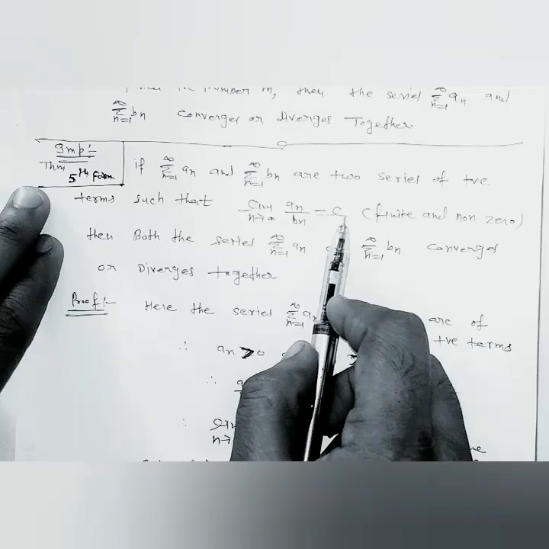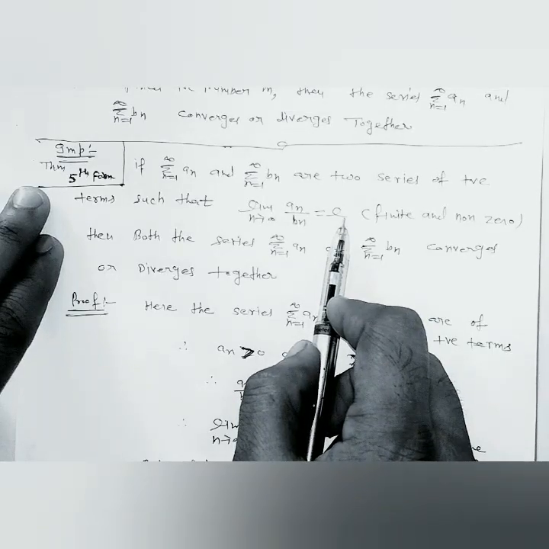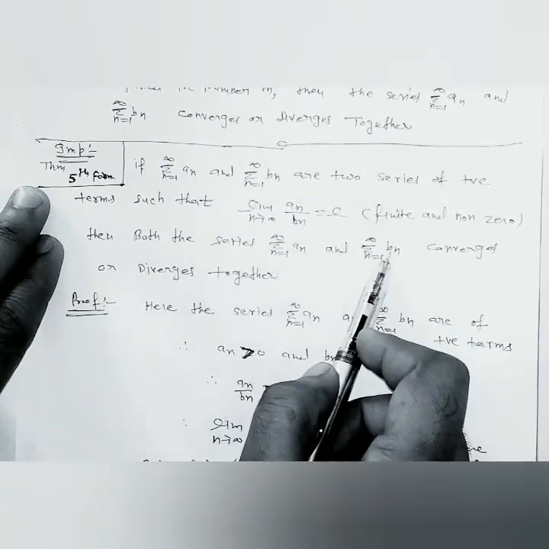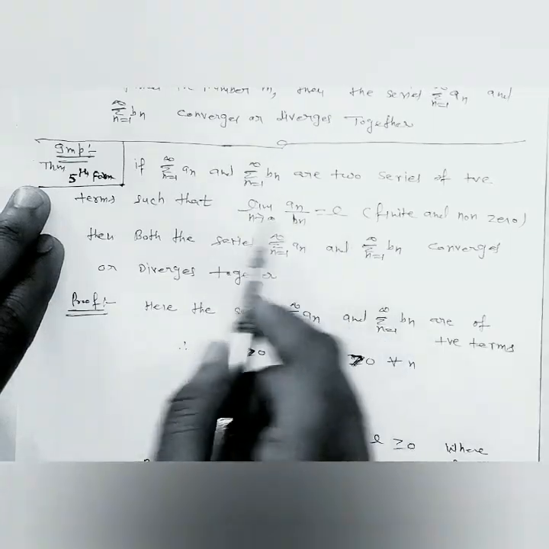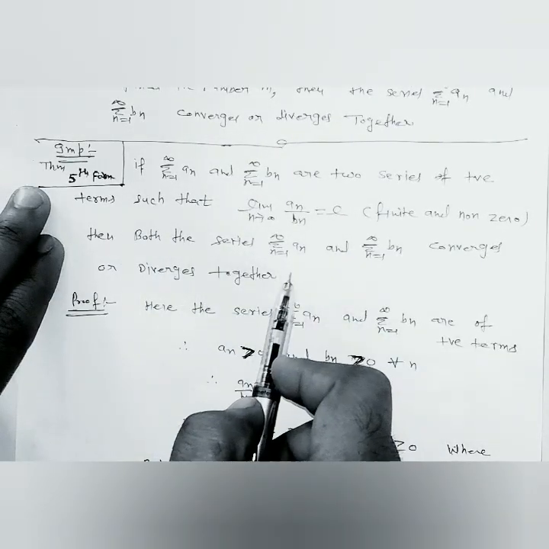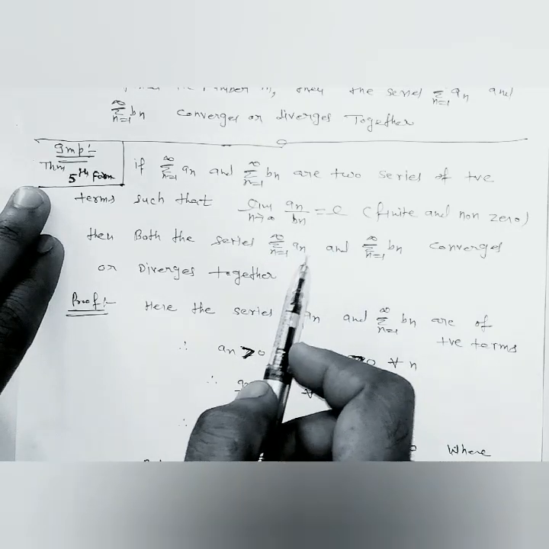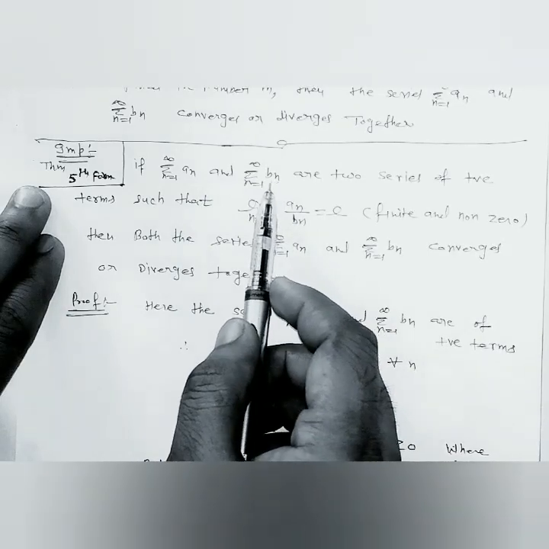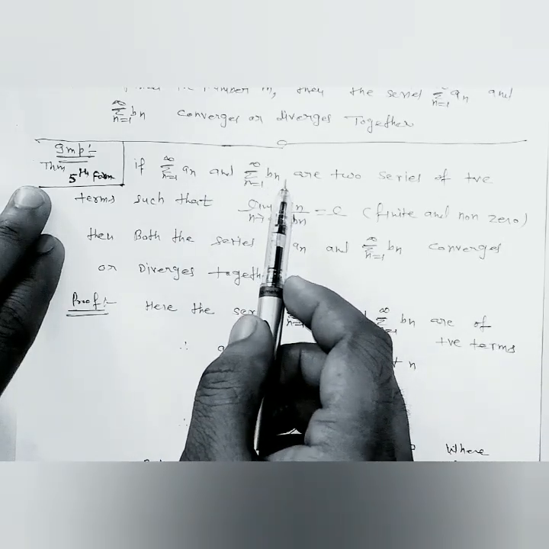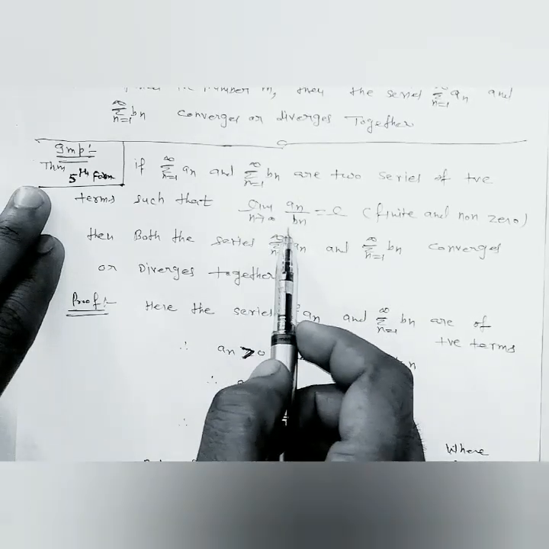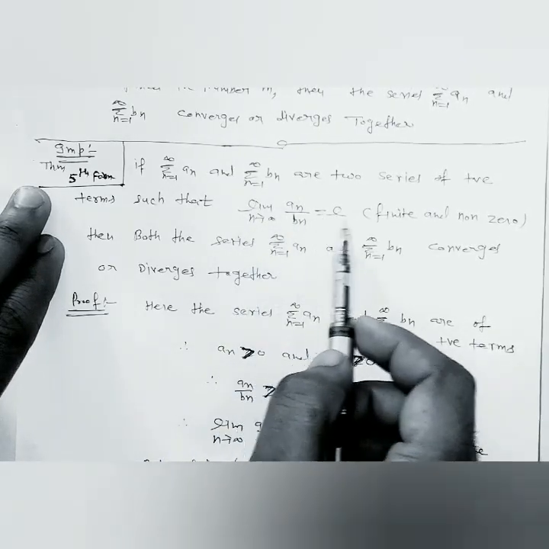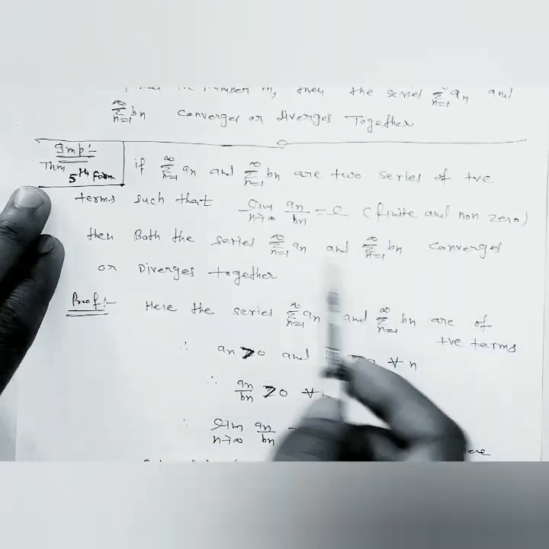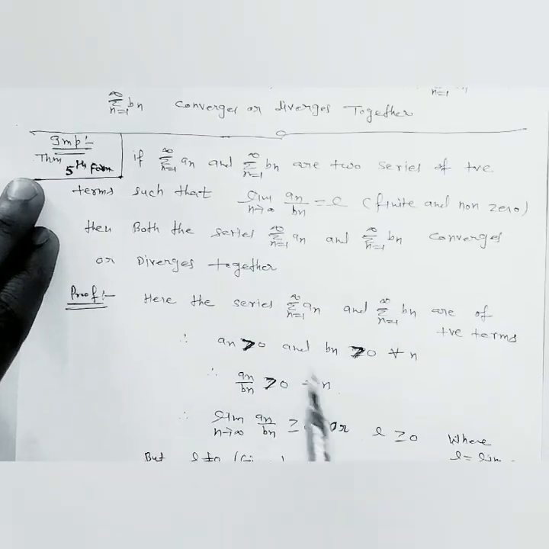The meaning of this is that l cannot be 0, and l cannot be infinite. Then both the series an and bn converge or diverge together. That comparison test is important for numerical problems also. For numerical problems, take the nth term of the first series, take the nth term bn of the second series, and divide these, applying limit n goes to infinity, and we get some value. After that, if the value is finite and non-zero, then we say that series an and bn converge or diverge together.